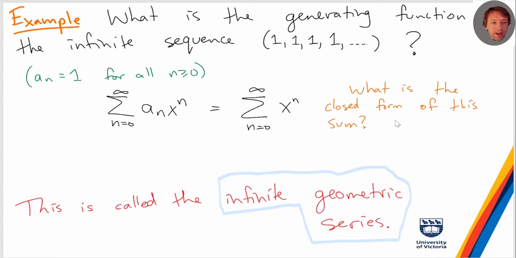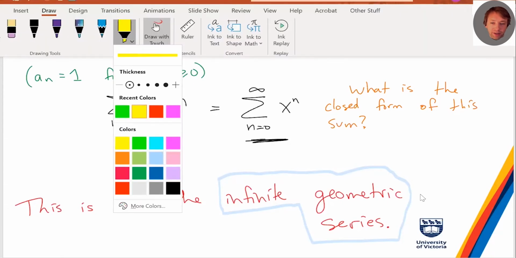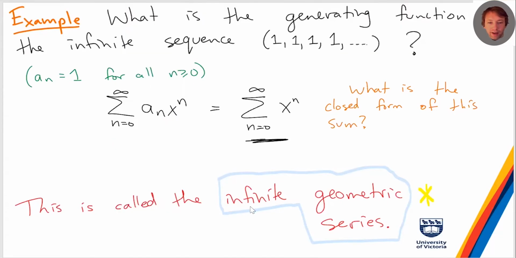In other words, I want to write it in a way that doesn't involve an infinite sum. Does anyone already know the answer to this? If I take the sum of the nth power of x. And by the way, a little bit of terminology: we call this infinite sum of the powers of x by a special name. It's called the infinite geometric series. So if you take, yeah, that's right.